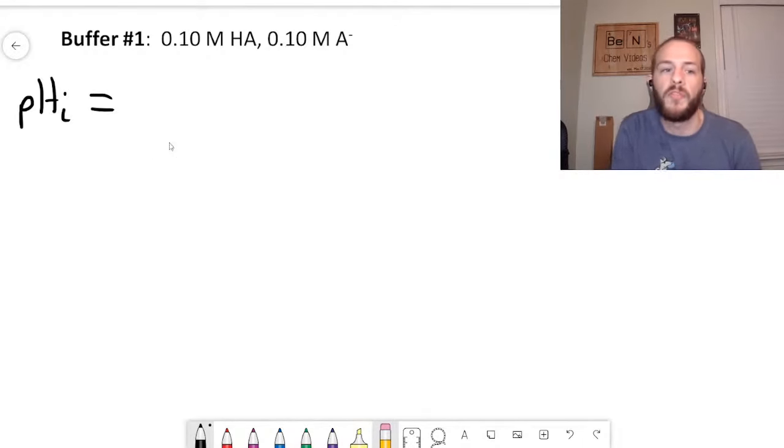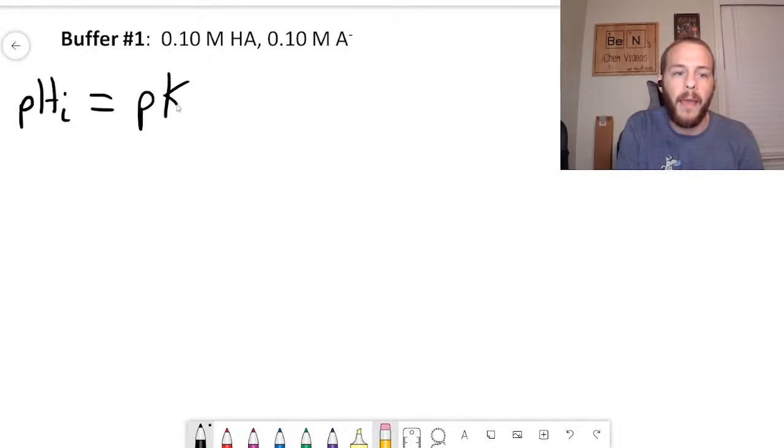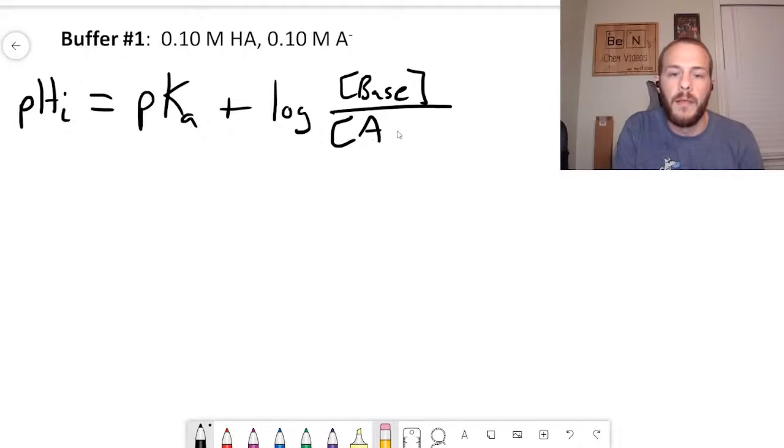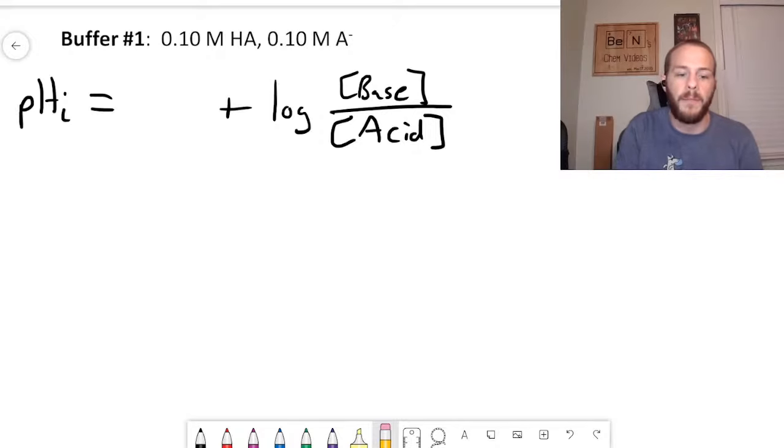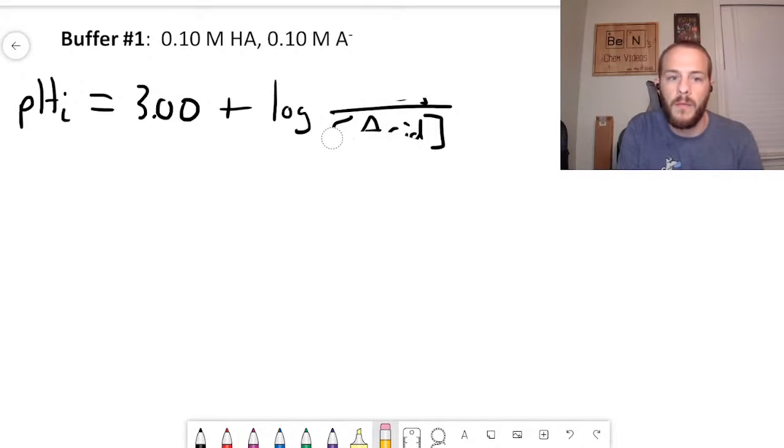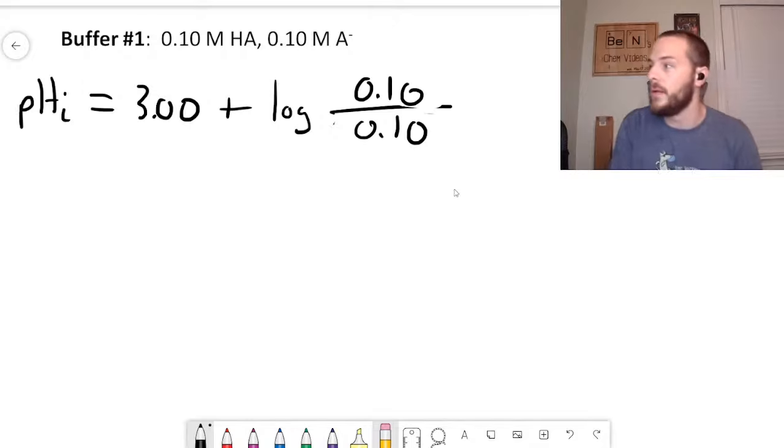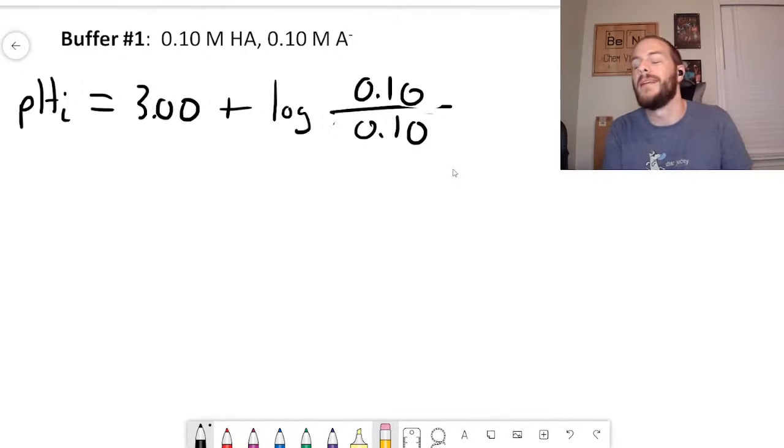Well, we can use the Henderson-Hasselbalch equation here. pH is equal to pKa plus the log of the concentration of base over the concentration of the acid. So pKa, what is that? Well, that was given by the problem. That was 3.00. And then concentration of base over concentration of acid, what is that going to be? Well, that's going to be 0.1 over 0.1. So 0.1 over 0.1, that is, of course, 1. Anything divided by itself is 1.